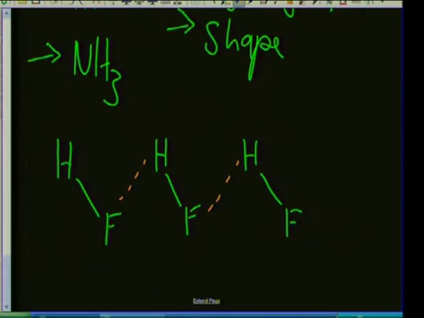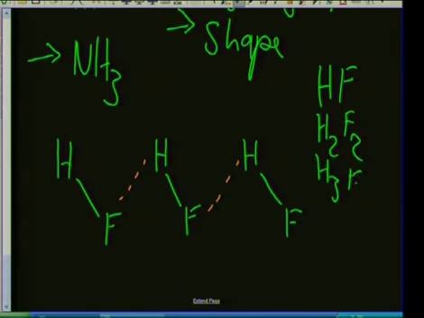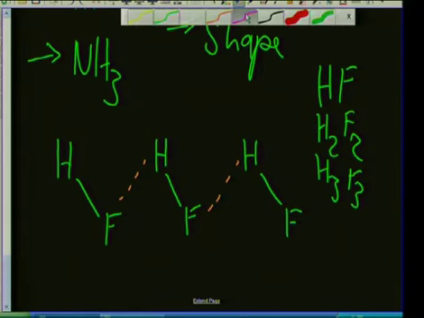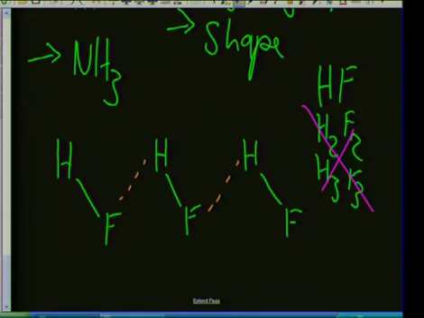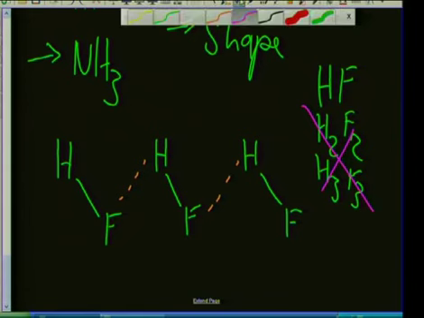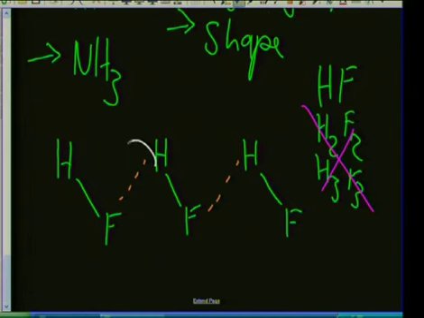They said, no, you can get a molecule of HF and you can get a molecule of H2F2, and this one would be H3F3. And that's not true. That's not what we understand today. That's wrong. The reason is that this attraction that I've drawn here is actually a hydrogen bond.